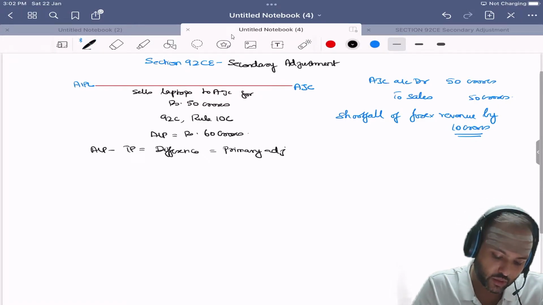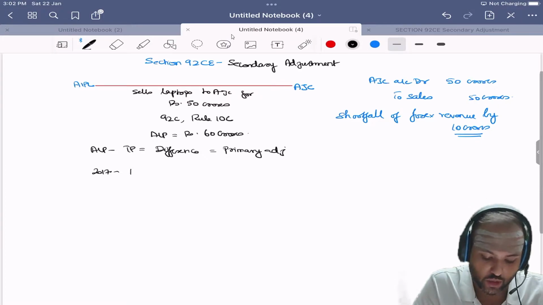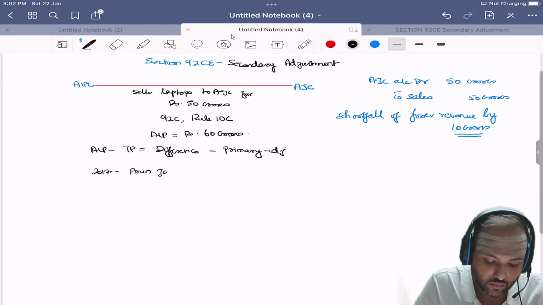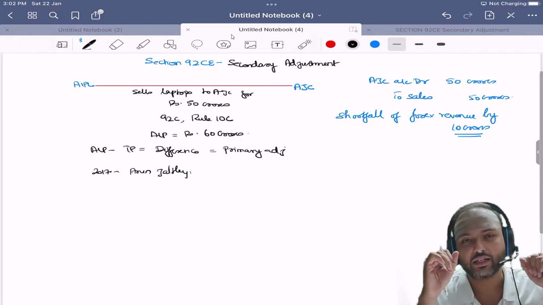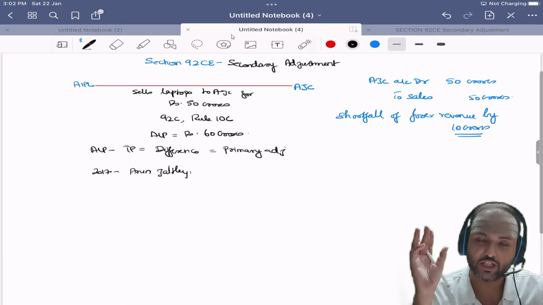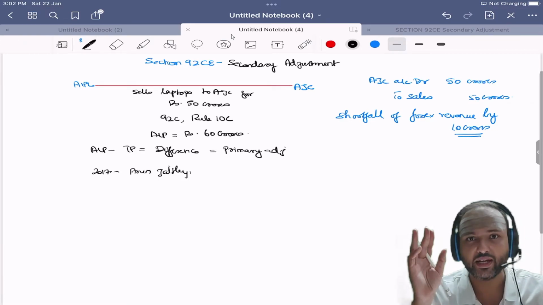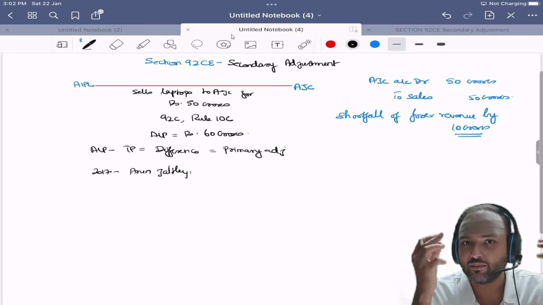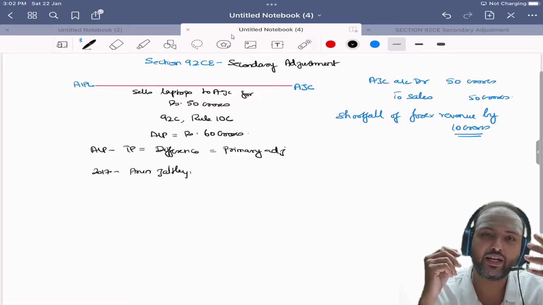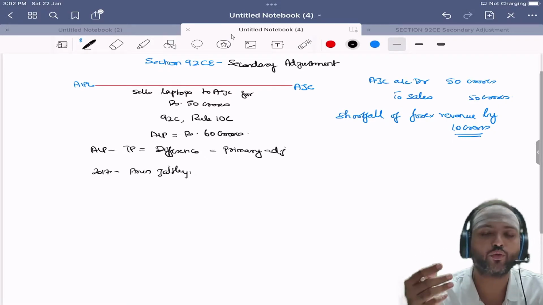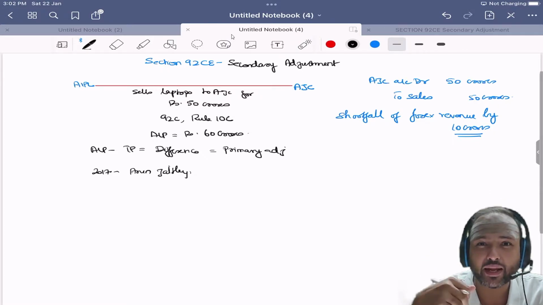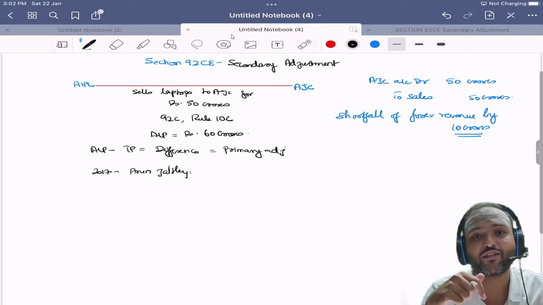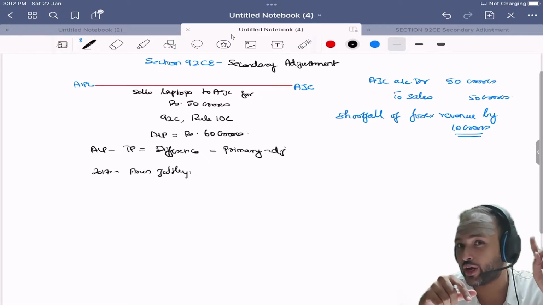In the year 2017, our finance minister was Mr. Arun Jaitley. So what did he tell? He told that where there is a primary adjustment, I will specify a time limit. This time limit, once it is approved, you will have to make sure that you receive this money from your associated enterprises located abroad.